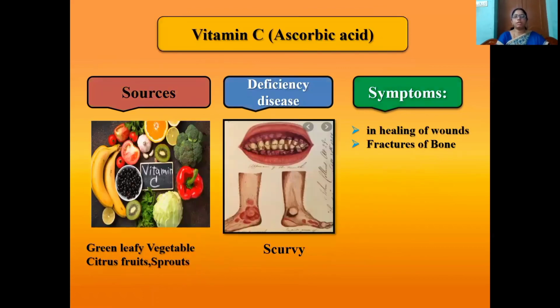The next one is vitamin C. This vitamin is also called ascorbic acid. The sources of this vitamin: green leafy vegetables, citrus fruits, and sprouts. The deficiency of this vitamin leads to scurvy. The symptoms of this disease: delay in healing of wounds and fractures of bone.